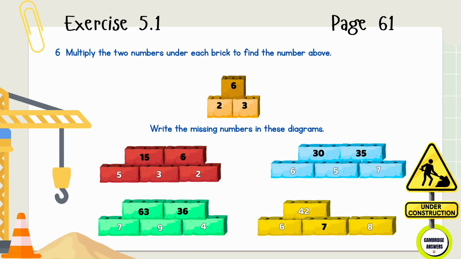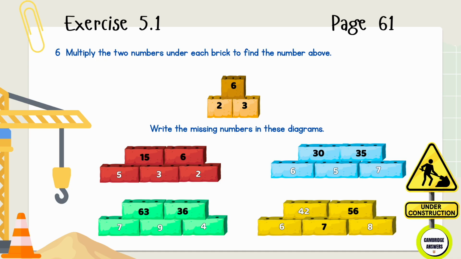Check the other side to be sure. 7 times 8 equals 56. Perfect. Yellow wall complete. And we're done. All our math bricks are stacked, the wall is solid, and you built it one brick at a time.